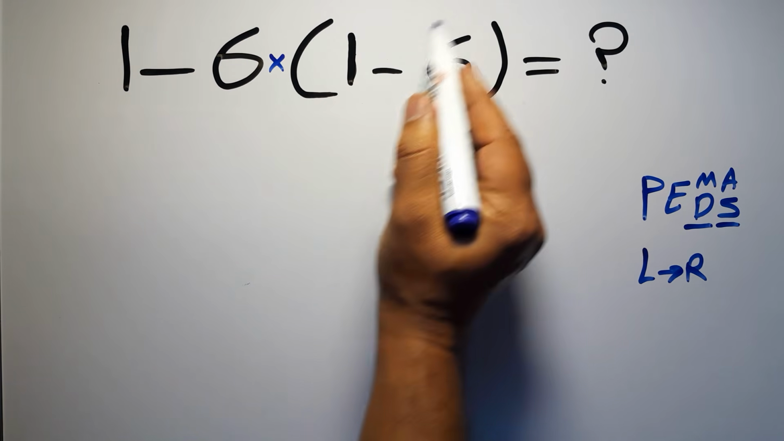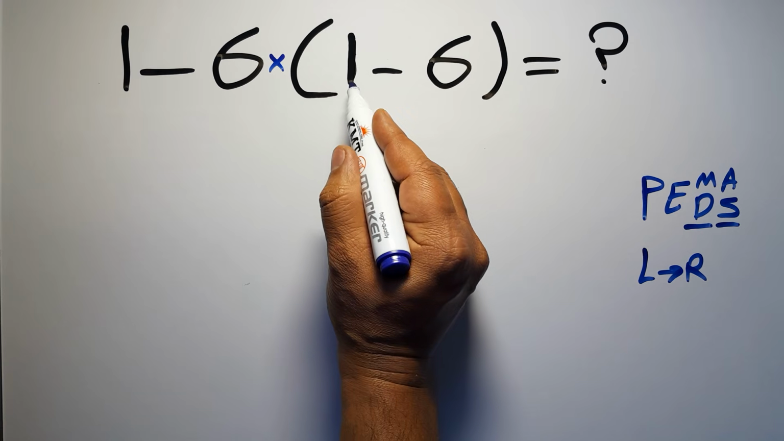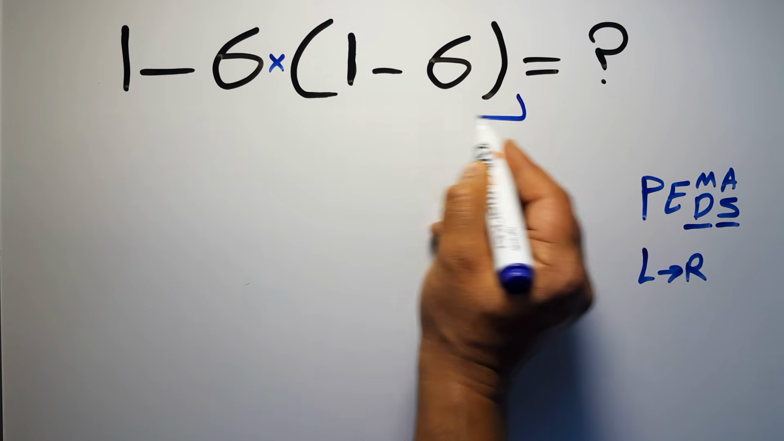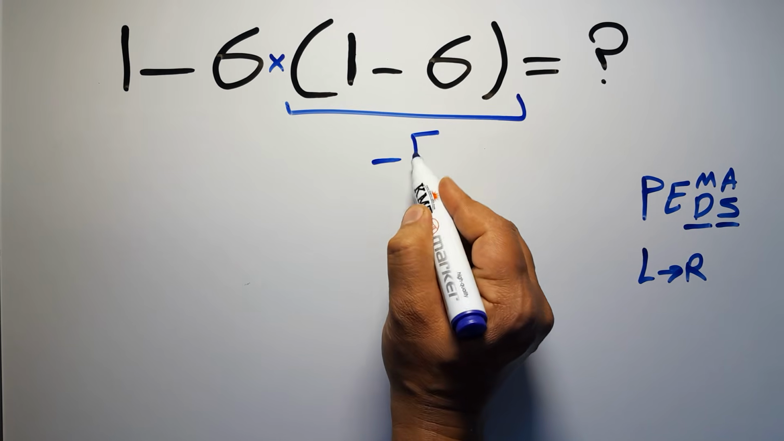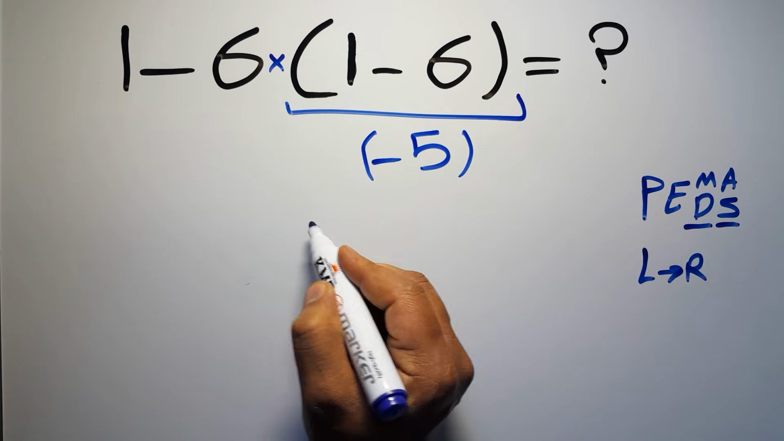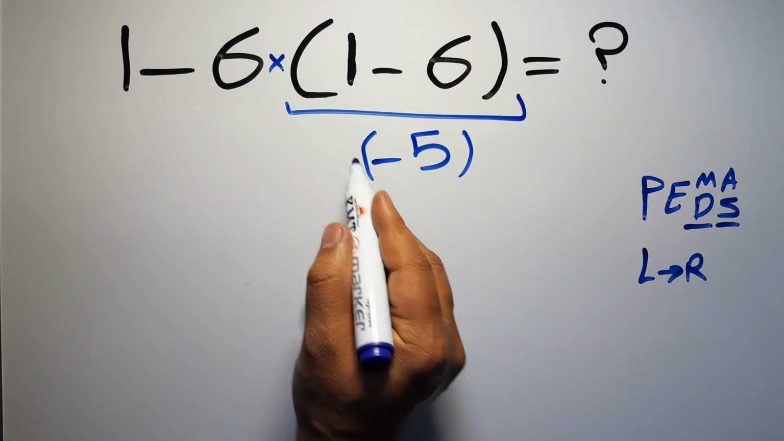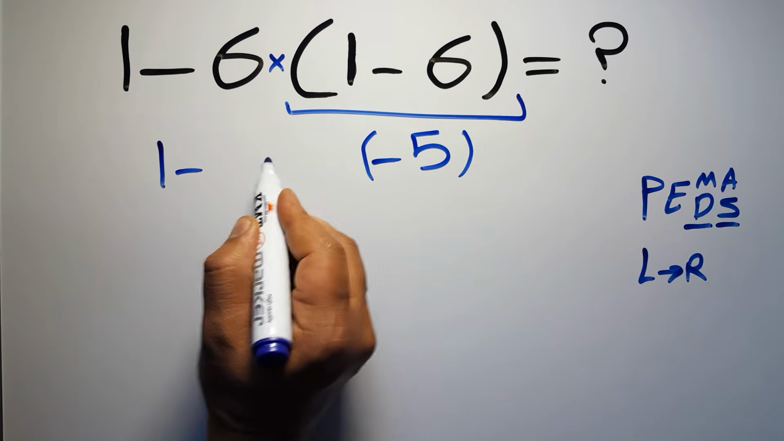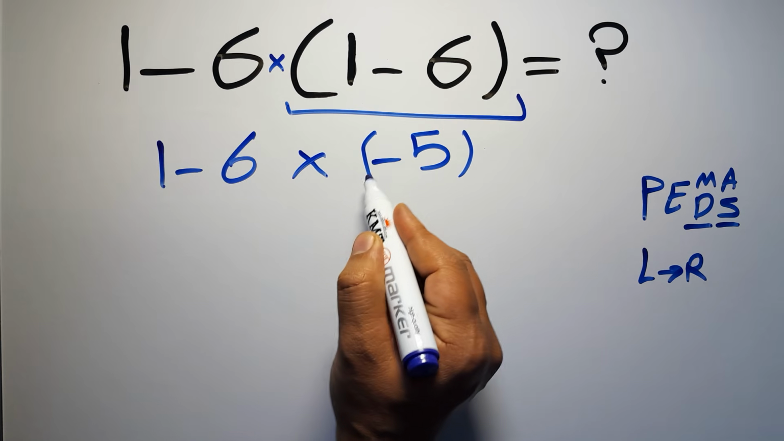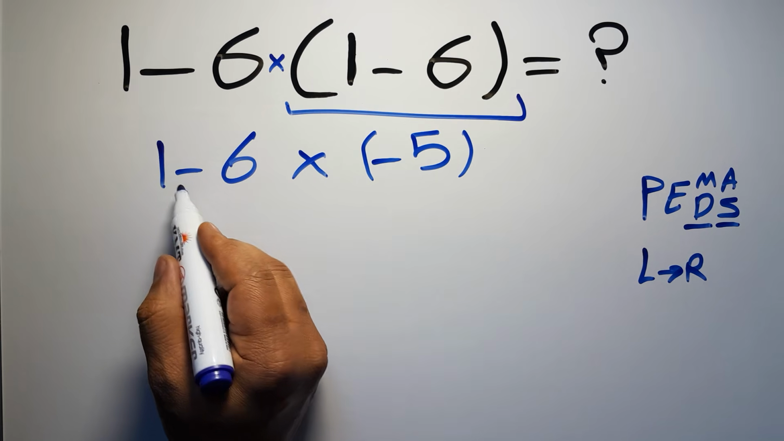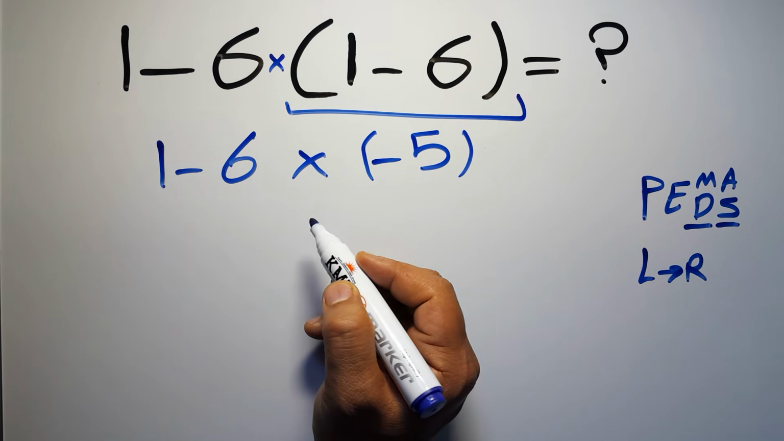So first we have to do this parentheses. Inside this parentheses we have 1 minus 6, which equals negative 5. So 1 minus 6 times negative 5. Now we have one subtraction and one multiplication.